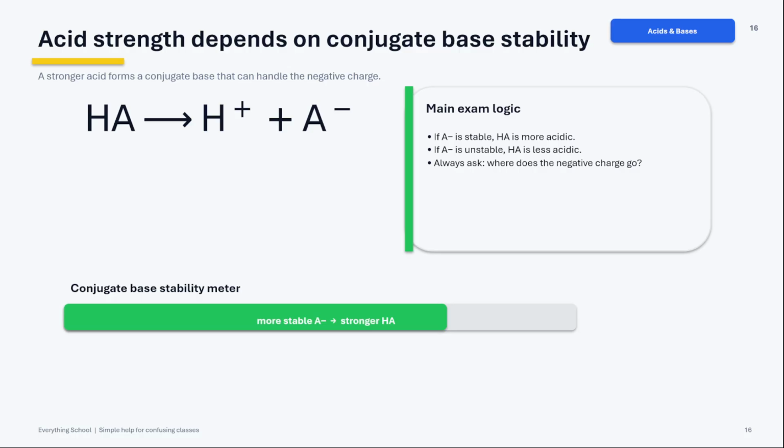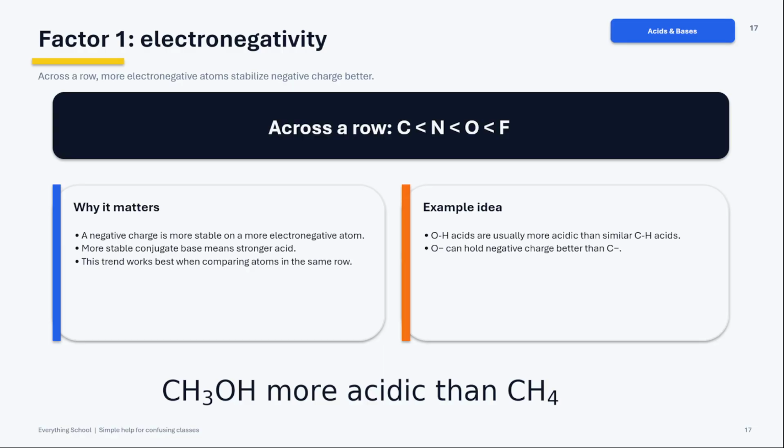If the leftover negative charge is stabilized, losing the proton is more favorable. Slide 17. Factor 1, electronegativity. Across a row, more electronegative atoms stabilize negative charge better. The slide shows the row trend. Carbon is less electronegative than nitrogen. Nitrogen is less electronegative than oxygen. And oxygen is less electronegative than fluorine.